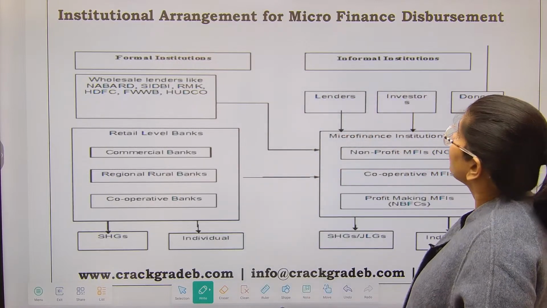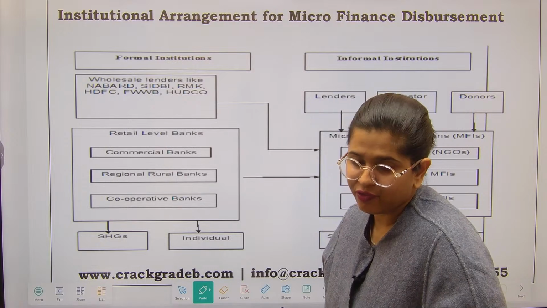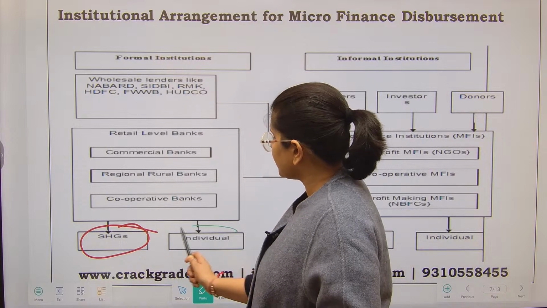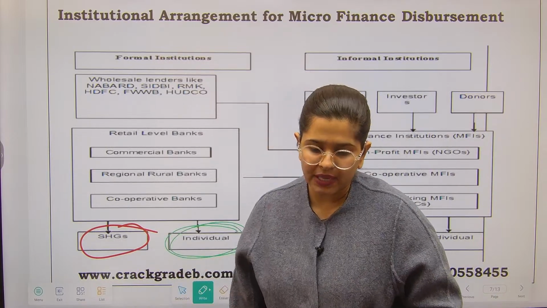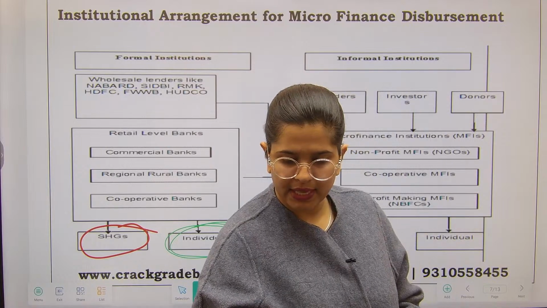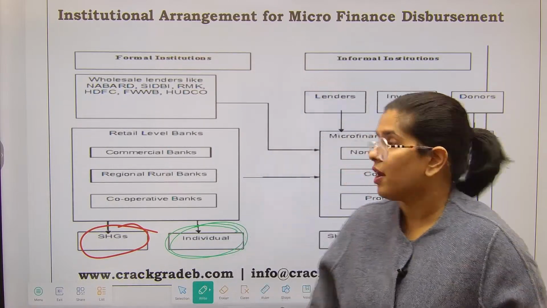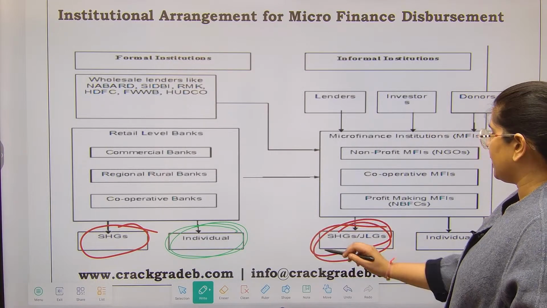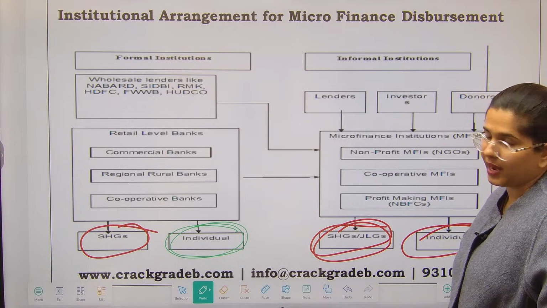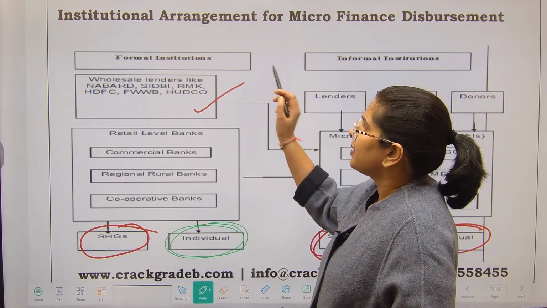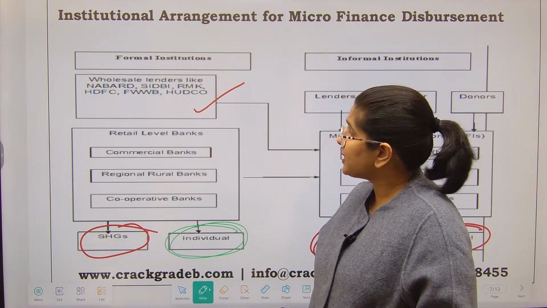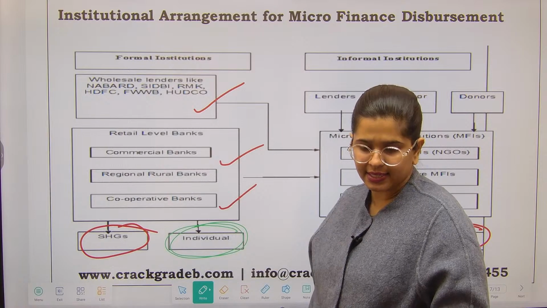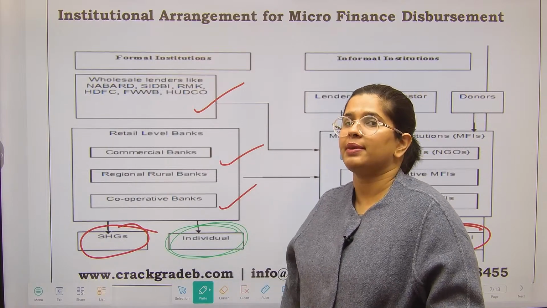So this is an indicative setup for microfinance disbursement. Let us see the formal institutions and informal institutions. Ultimately, where is the funding going for microfinance? Self-help groups and individuals, right? That is where the funding is going, whether it is provided from formal institutions or through informal ones as well. Here we will see wholesale lenders like NABARD, SEBI, etc. Post that, we have retail level banks like commercial banks, regional rural banks, cooperative banks, etc. They also have their fair share in microfinance.